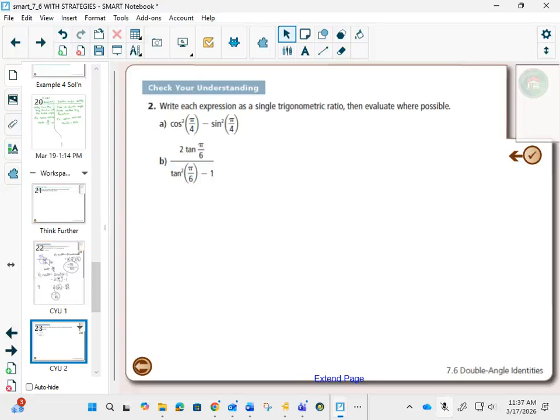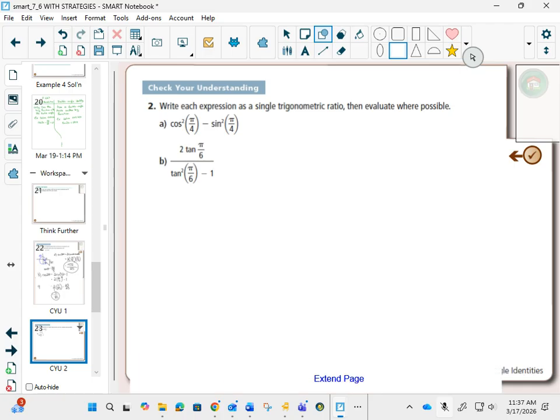Write each expression as a single trig ratio. Evaluate where possible. I actually think that they didn't do the greatest job here in example A.